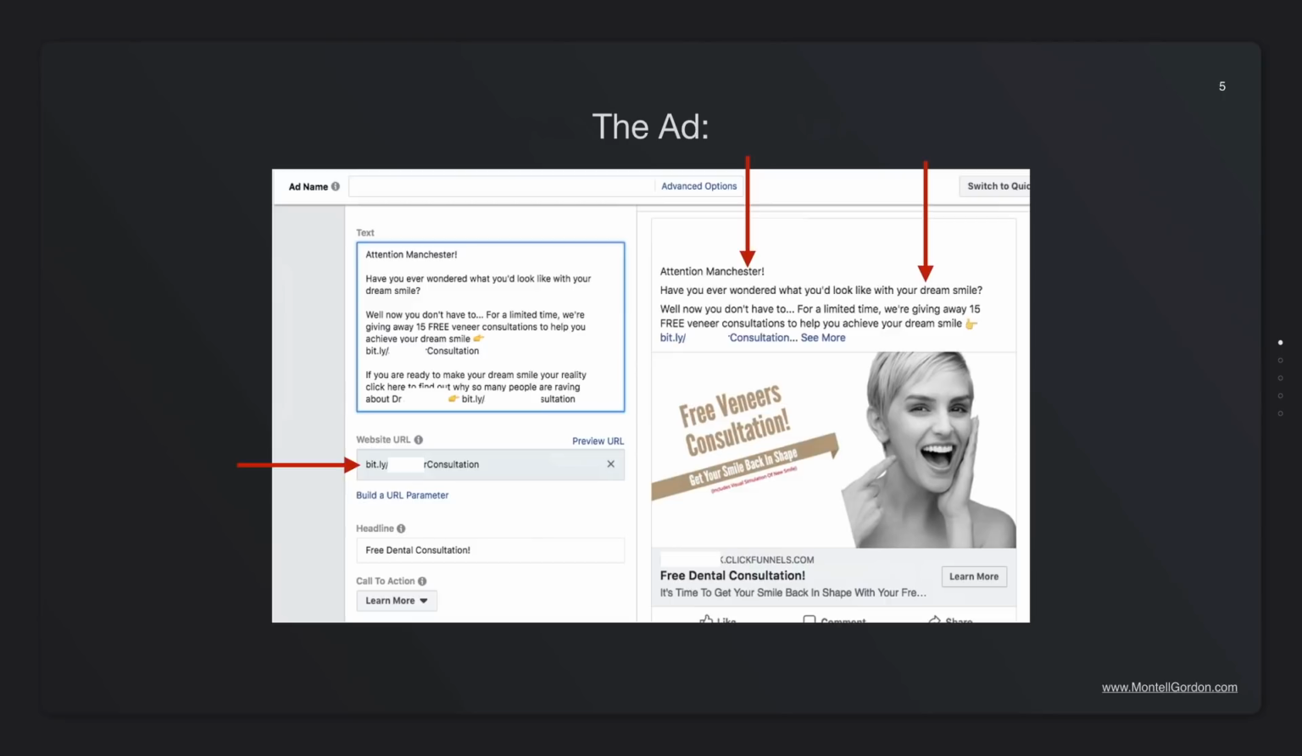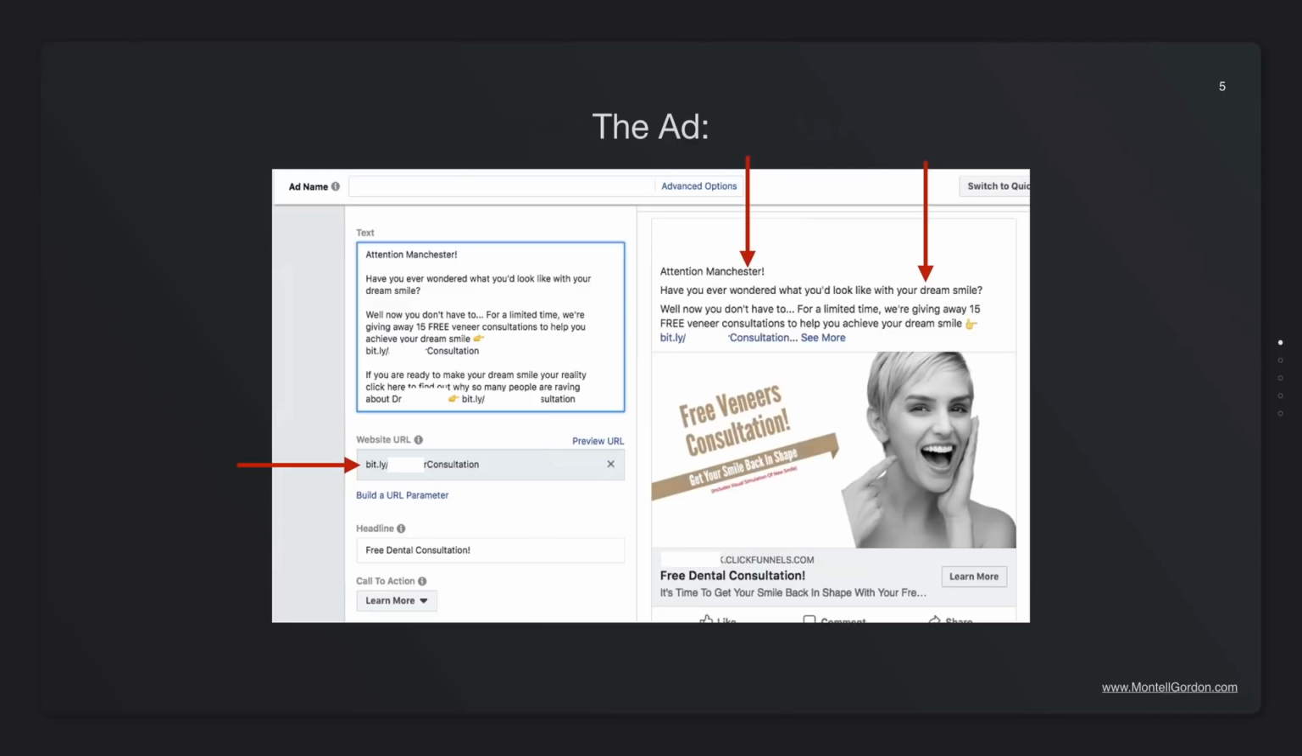Then I inserted a link. Now this link is a bit.ly link, so that means I can track how many link clicks it gets, because sometimes Facebook doesn't track links as accurately as something like bit.ly would. I also put the hand emoji in there just to humanize it a little bit. So let me break down some of the psychology behind this. We've got a little bit of scarcity in there, talking about limited time, and we've got rarity in there, talking about there being only 15 free veneer consultations.